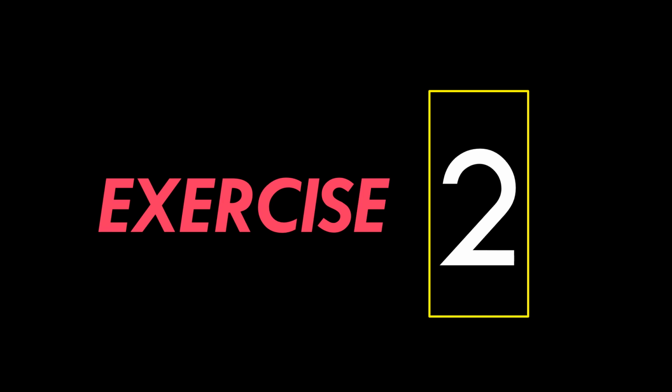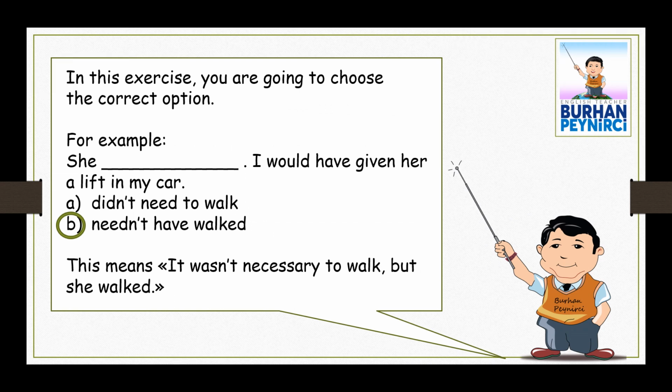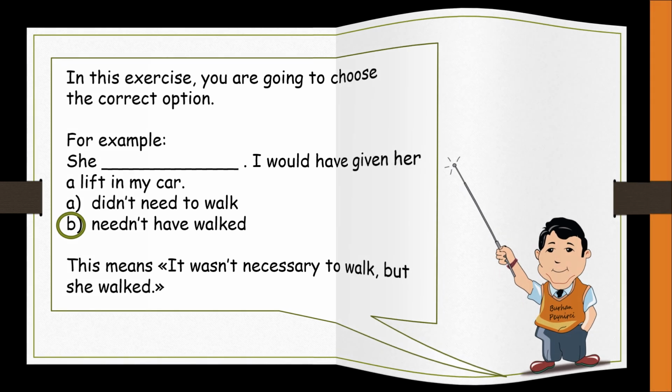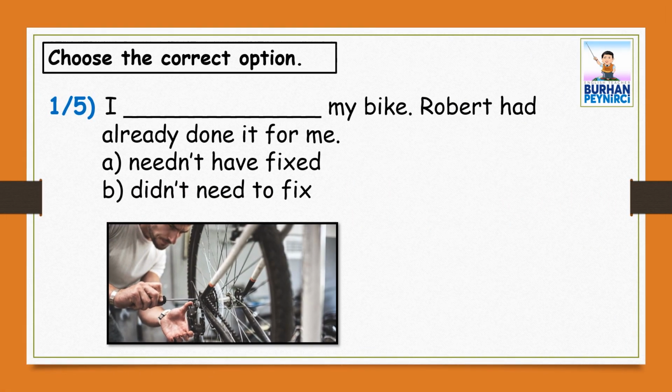Exercise 2. In this exercise, you are going to choose the correct option. For example, she, blank, I would have given her a lift in my car. A, didn't need to walk. B, needn't have walked. The correct choice is B, needn't have walked. This means it wasn't necessary to walk, but she walked. Choose the correct option. Question number 1.